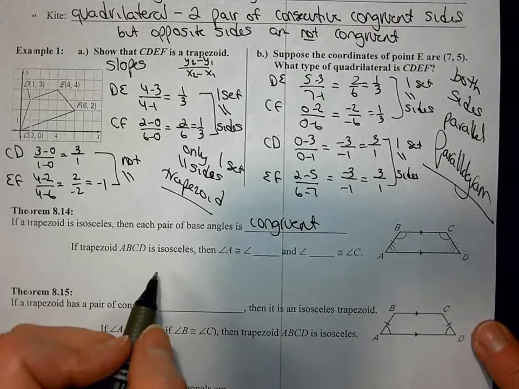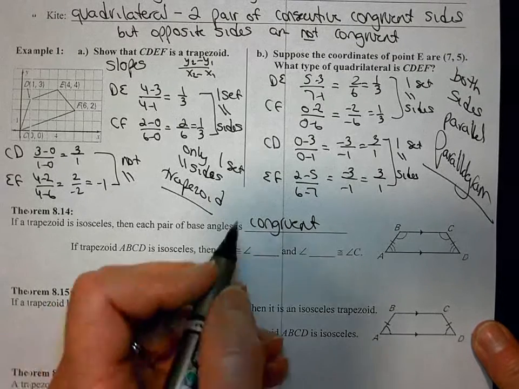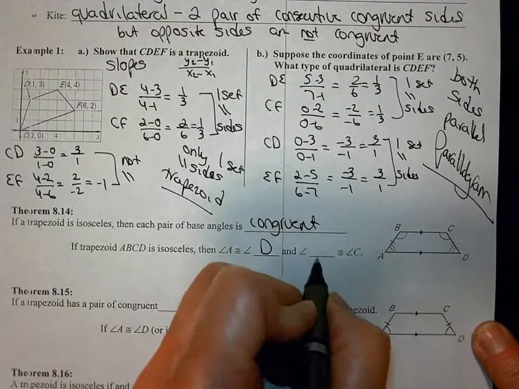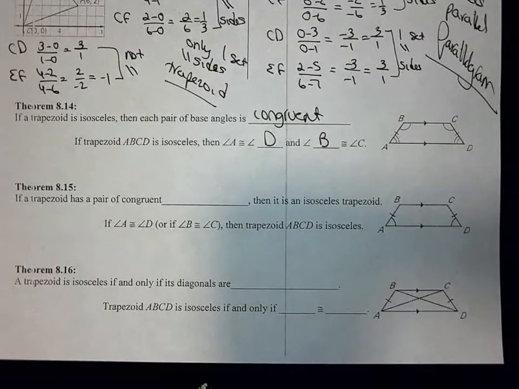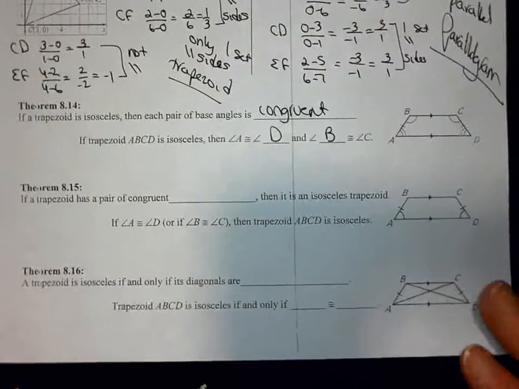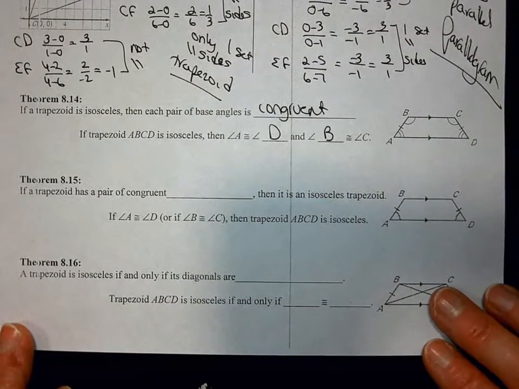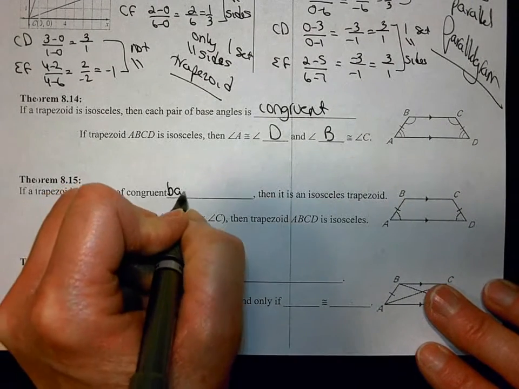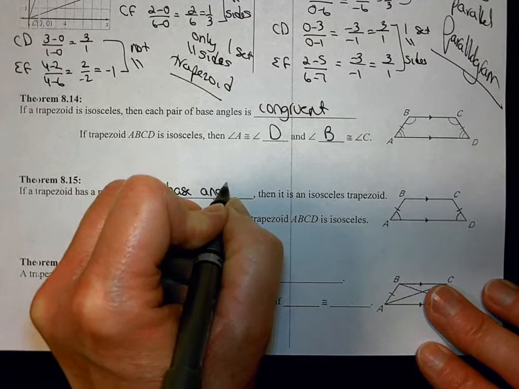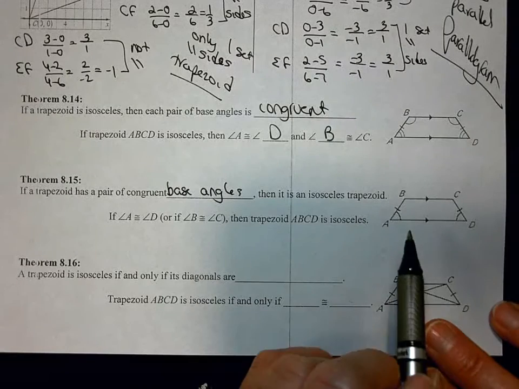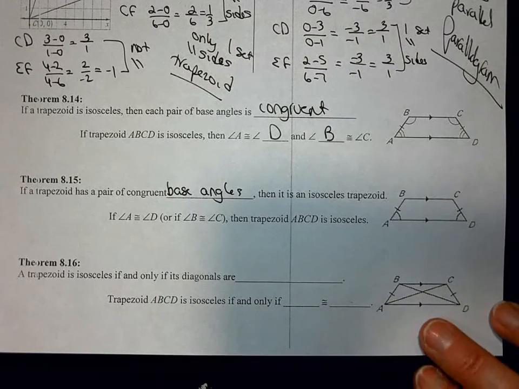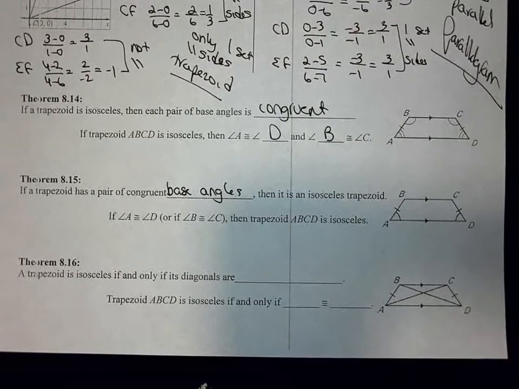So if it's an isosceles, angle A is going to be congruent to angle D, and angle B is going to be congruent to angle C. Okay, the last two: if a trapezoid has a pair of congruent base angles, and again this is the converse of this one, then it has to be an isosceles trapezoid. So if A and D match or B and C match, then you know you have an isosceles trapezoid.